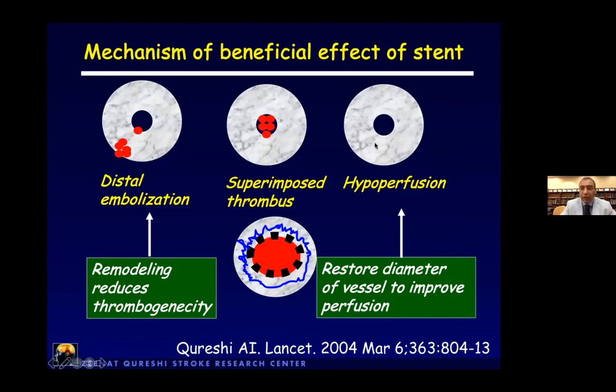And obviously there's narrowing of the blood vessel. As a consequence of that narrowing, there's hypoperfusion of the distribution supplied by that blood vessel, which also increases the risk of ischemic events. Once you perform angioplasty and stent placement, you are restoring the vessel diameter to improve perfusion to that area of the brain. And secondly, you are causing arterial remodeling that reduces the chance of thrombogenicity. There are changes in the microstructure of the arterial wall after angioplasty and stent placement that prevent recurrent ischemic events.